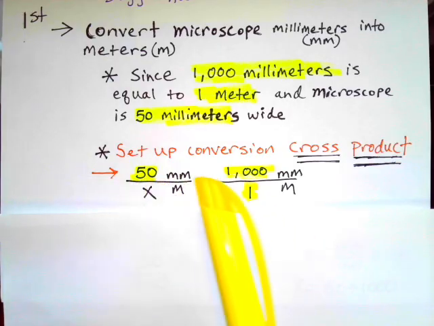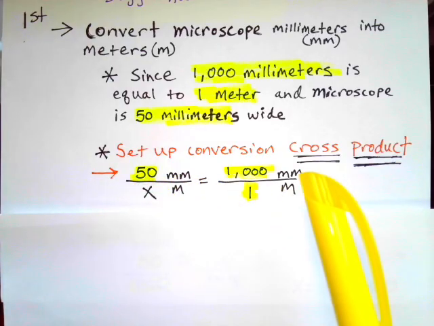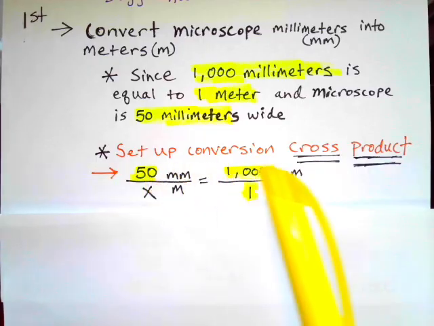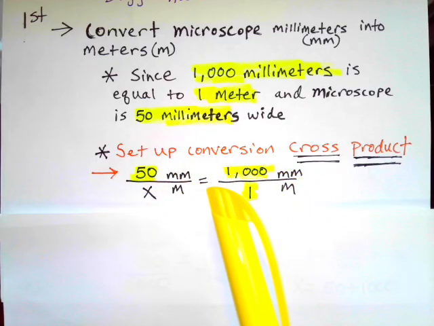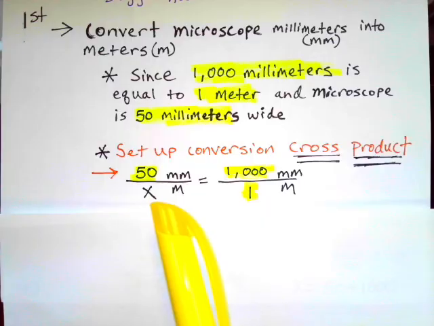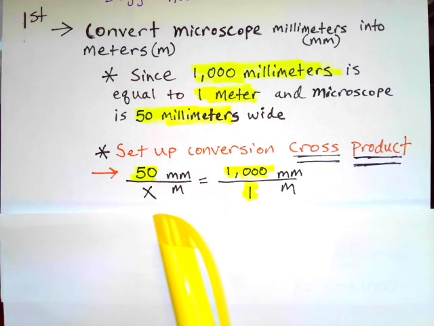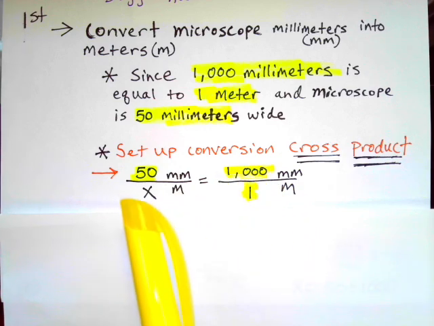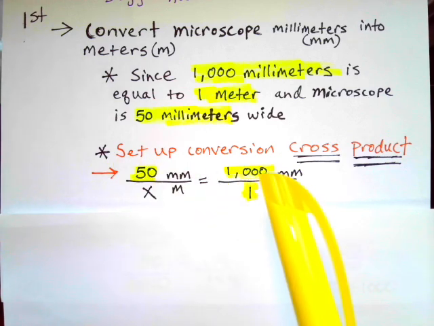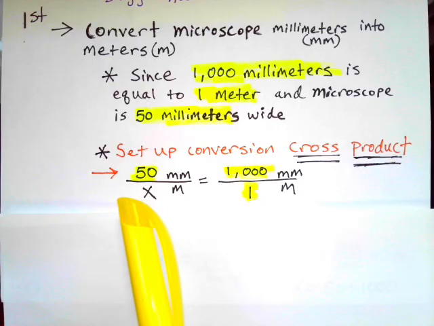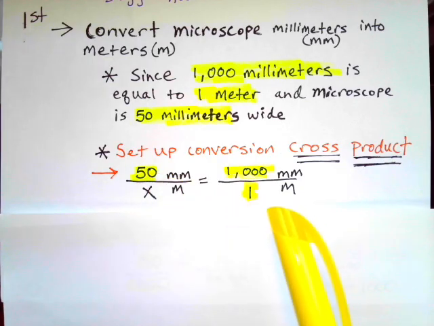So we put the millimeters on top, because the millimeters are on top over here, the fraction. Set them equal to each other. And the unknown meter goes underneath the microscope's 50 millimeters. Now what we're going to do is cross multiply: 1,000 times x, 50 times 1.